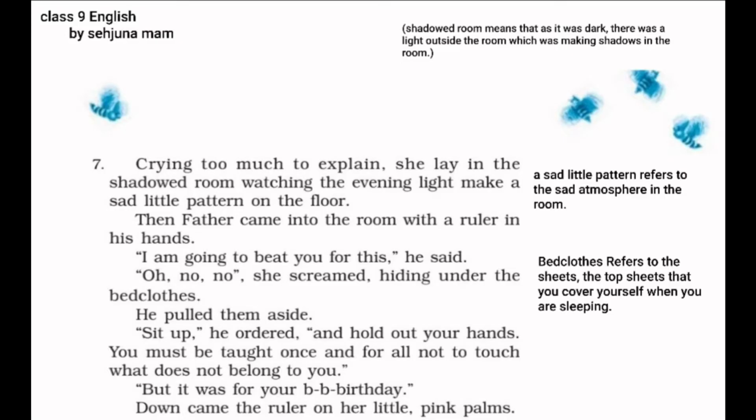Para number 7. Crying too much to explain, she lay in the shadow room, watching the evening light make a sad little pattern on the floor. What do you mean by a sad little pattern? It refers to the sad atmosphere in the room.